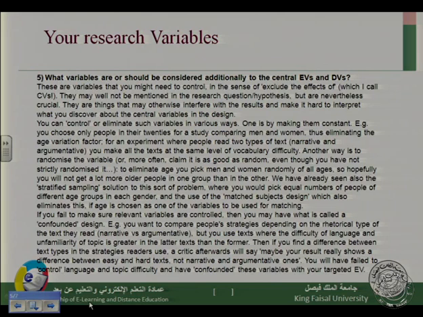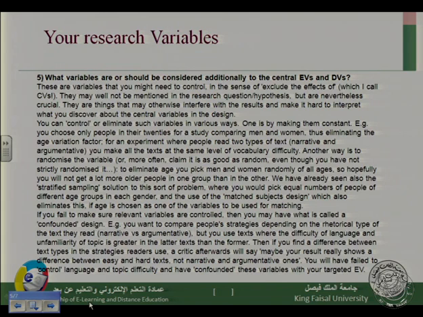You can control or eliminate such variables in various ways. One is by making them constant. You choose only people in their 20s for a study comparing men and women. Yes, you make them constant. You want to compare males and females without age effects. Well, choose one range of age, or just one age, people in their 20s.